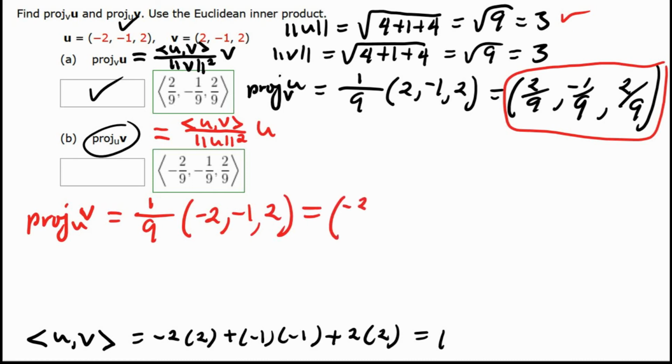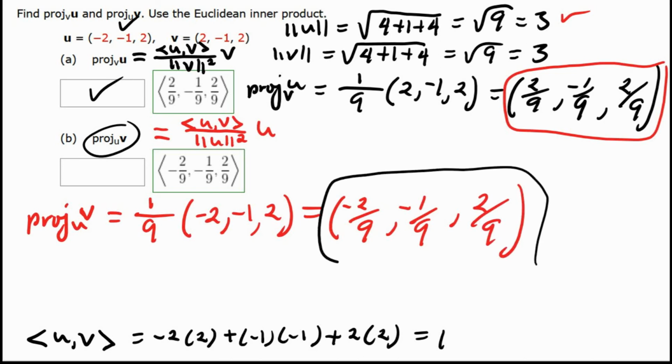So that gives us negative 2 over 9, negative 1 over 9, and 2 over 9. And that's what he gets. So that's it. That'll get you through this section. There may be one or two problems that I didn't cover. They're exactly a match of review from the previous section, so you should be good.